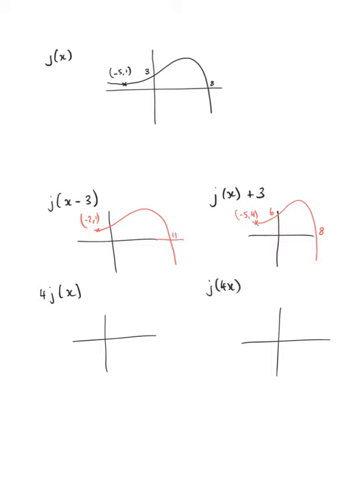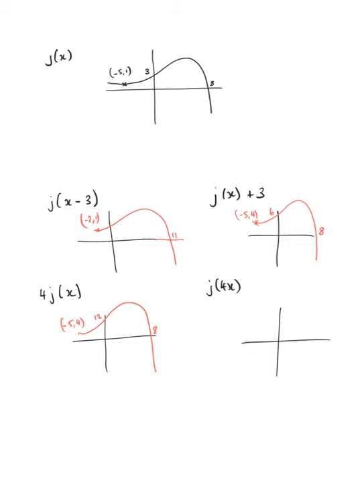For 4 j of x, the 4 is outside the bracket, so it moves things up and down as I'd expect. So it's going to look something like this. Still going to go through 8. That crossing point that was 3 is now 12. And that point is now -5, 4. The x coordinate stayed the same. The y coordinate has multiplied by 4. It's now 4 times further away from the x-axis.